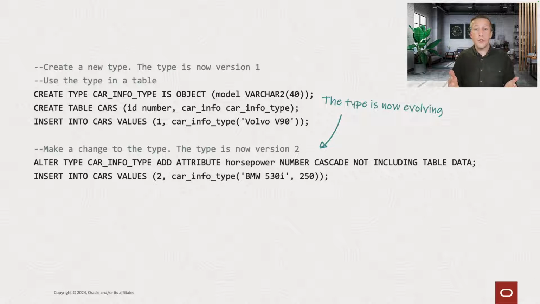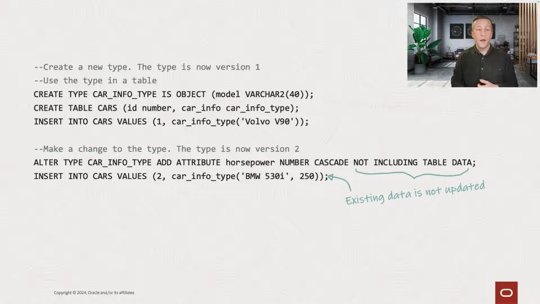Now things change, and I need to add more attributes to my type. No worry, I issue an alter type command, and I add the horsepower attribute as well. Now we say that the type is evolving. We are changing it from the original definition. I then insert a new value, BMW 530i with some 250 horsepower. Using the not including table data option, I specify that the existing records in my cars table are not touched, so I won't update them to the new type definition.